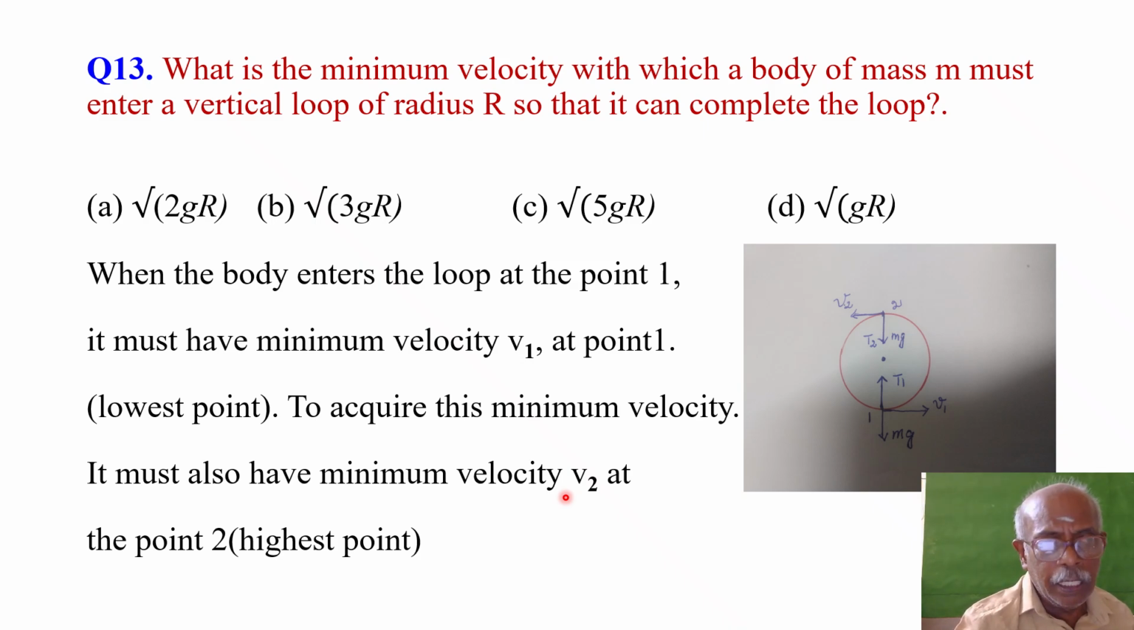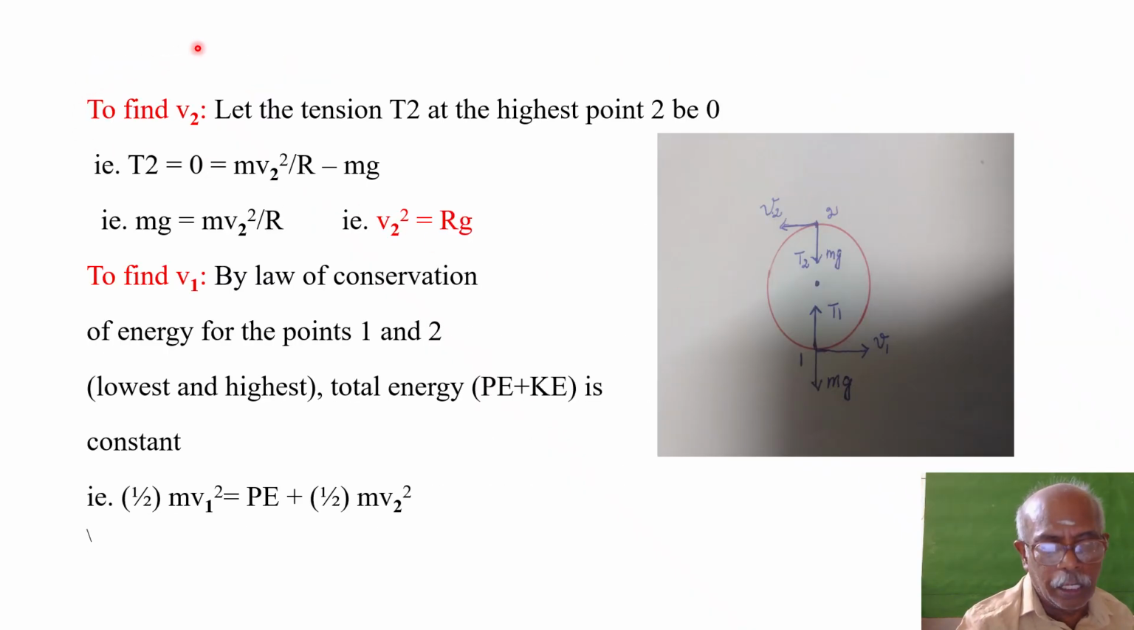How to solve this problem? First, we will find the value of v2, the minimum velocity at the highest point. After that, we will come to v1. Actually, you are asked to find the value of v1 only. So to find v2, let the tension T2 at the highest point be 0. When the velocity is minimum, there will be no tension at this point for the particle. So T2 is equal to 0.